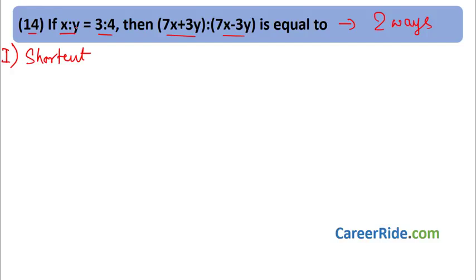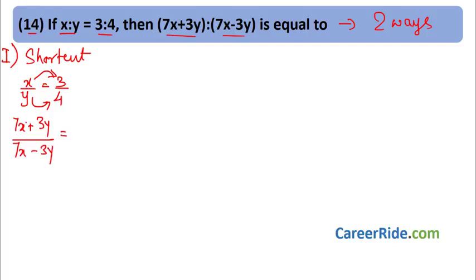Whenever they have given x is to y is 3 by 4, and then they give such a value, find the value of this and all that stuff, simply put what we have. x upon y is given as 3 by 4. So put the value of x as 3, put the value of y as 4. What you will get? (x + 3y) upon (7x - 3y). We have to find the value of this.